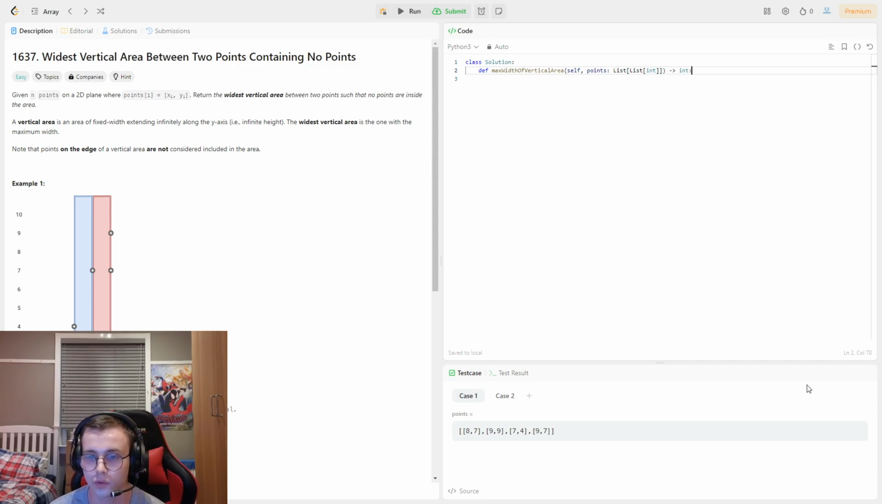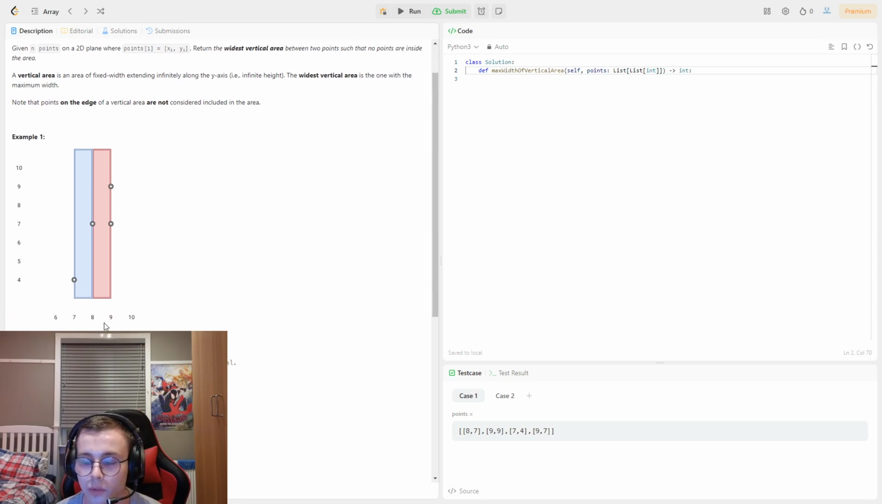Okay, so example 1. There's a point at 8,7 here, there's one at 9,9, there's one at 7,4, and there's one at 9,9,7 here. So the only part that I don't quite understand here, it says both the red and the blue area are optimal. I'm not sure where they're getting. Oh right, they're getting the area from here to here and then from here to here. Those are the two different areas. Okay, so both of them are equal to 1.